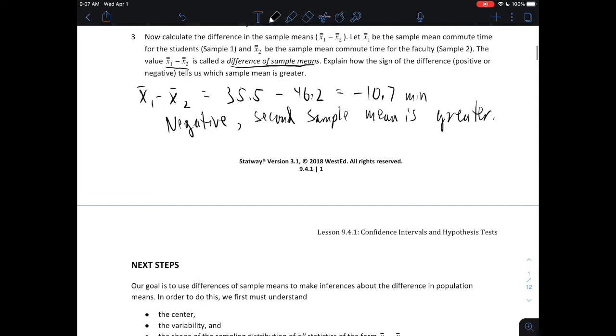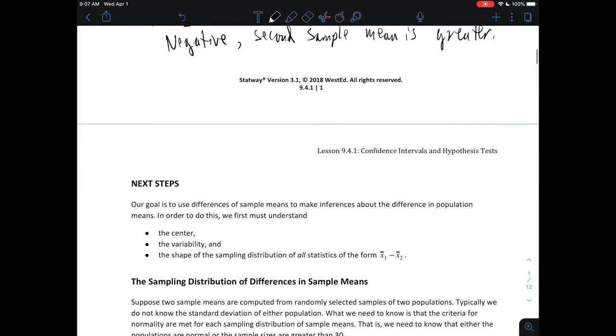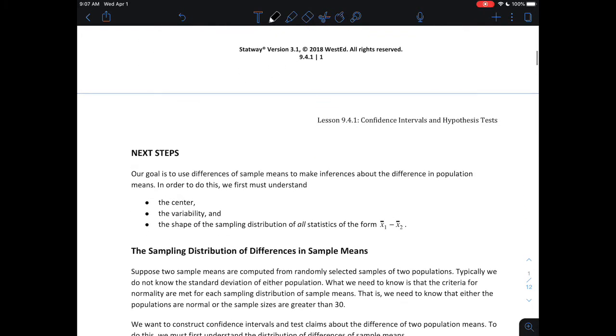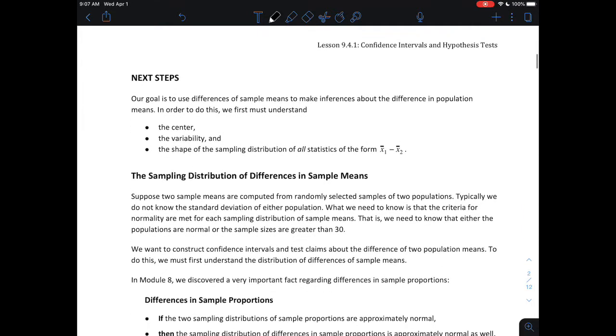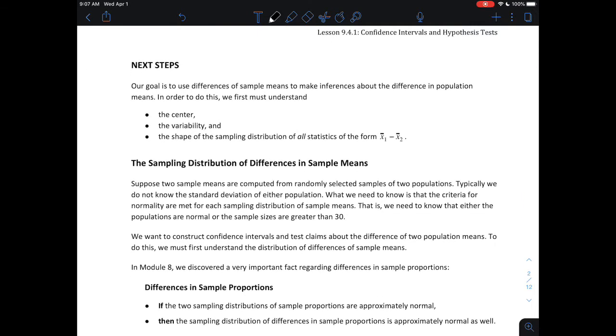Next steps. Our goal is to use differences of sample means to make inferences about the difference in population means. In order to do this, we first must understand the center, the variability, and the shape of the sampling distribution of all statistics of the form x bar 1 minus x bar 2. So we're going to take a look at the sampling distribution of differences in sample means.